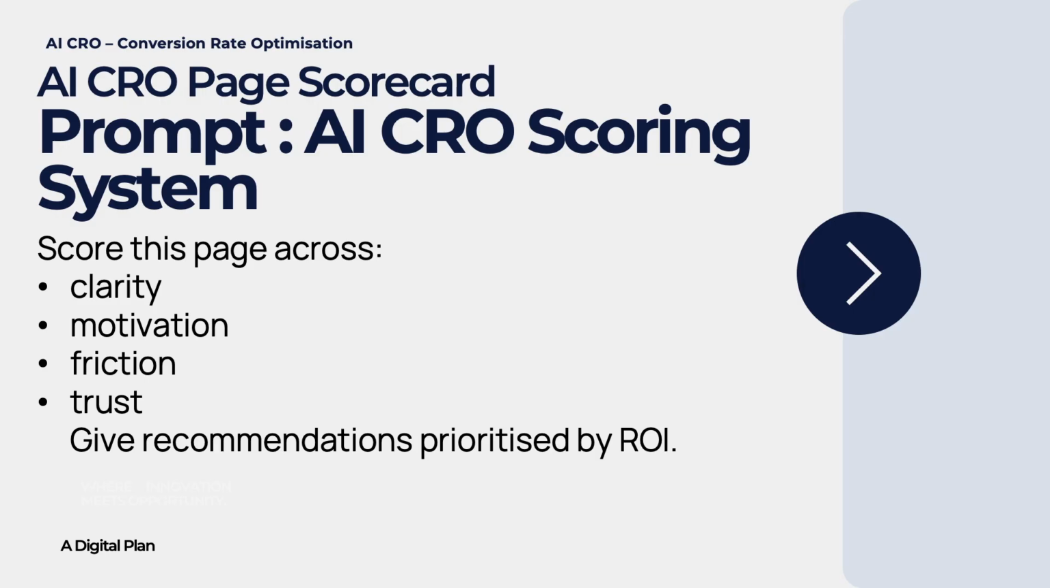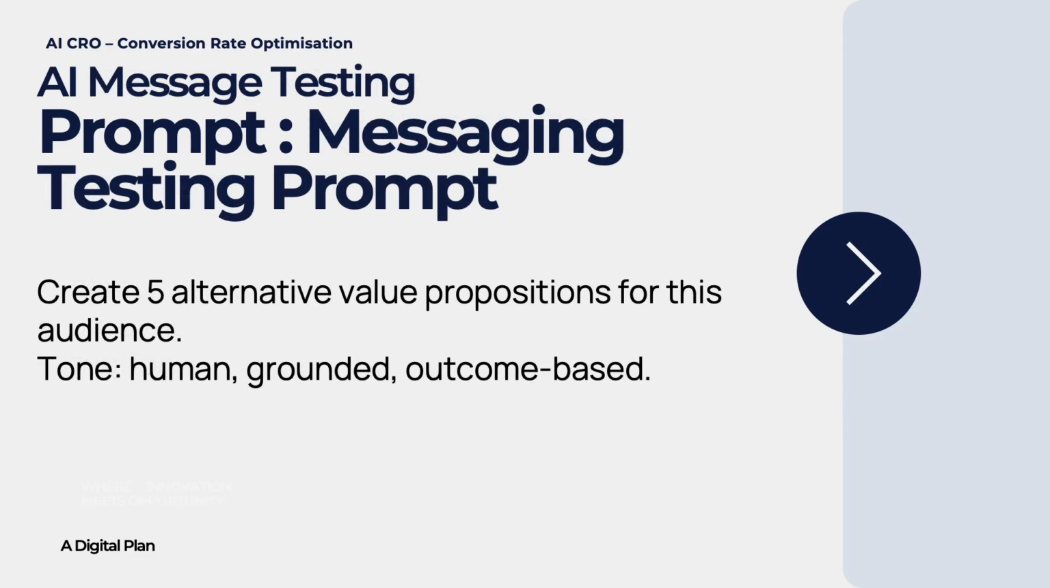Now let's have a look at conversion rate optimization and how we can use AI to increase it. AI CRO scoring system. What we really need to do is get the page scored to see where we're lacking. So the prompt is: score this page across clarity, motivation, friction, trust. Give recommendations prioritized by ROI.